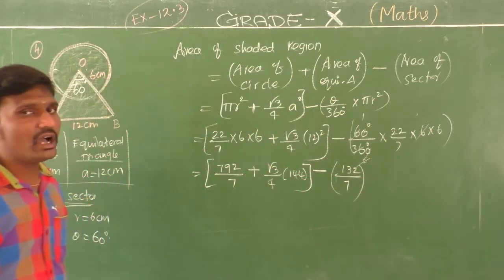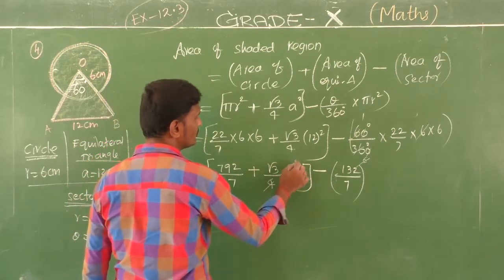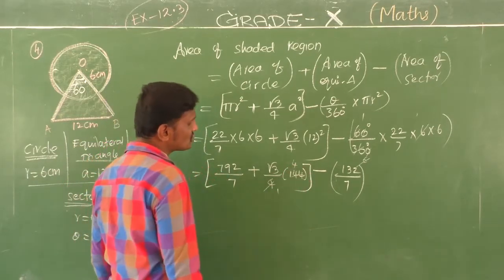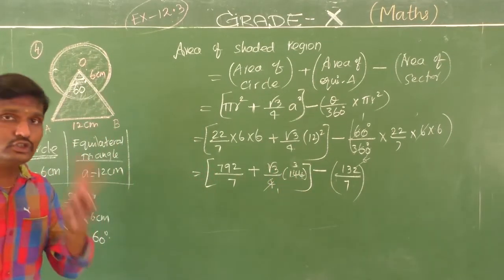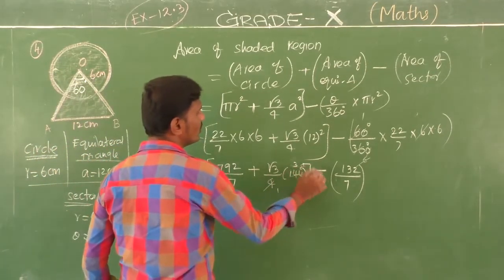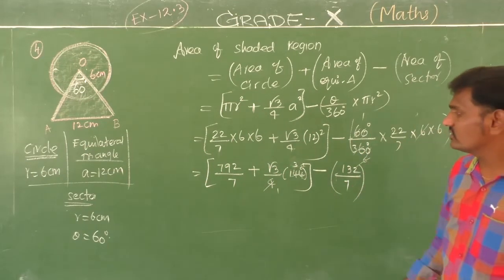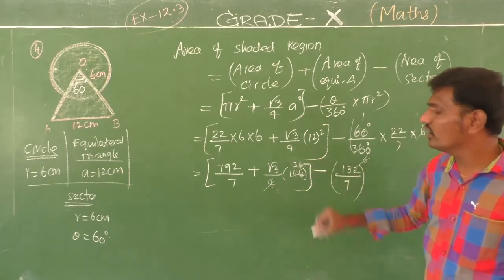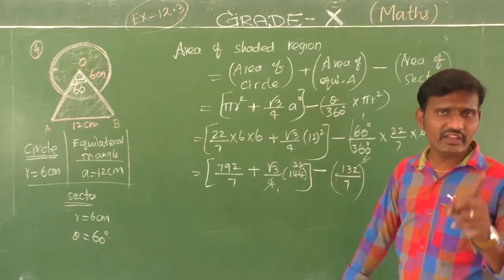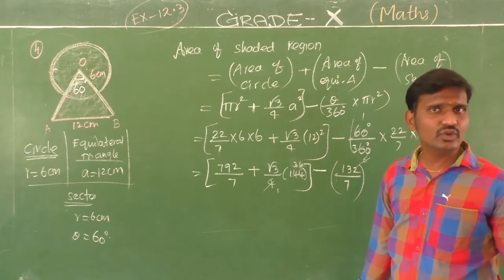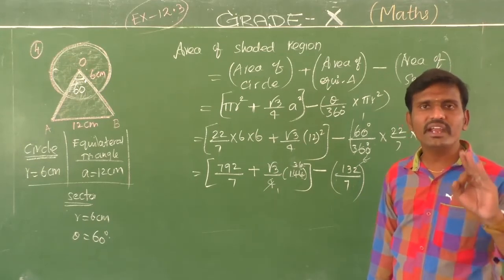Now cancel for this: 4 3s are 12, so 144 by 4 is 36. So 36 root 3. And before that, look at question number 4. If they are giving any value of root 3, like in the previous question, you have root 3 equal to 1.73.